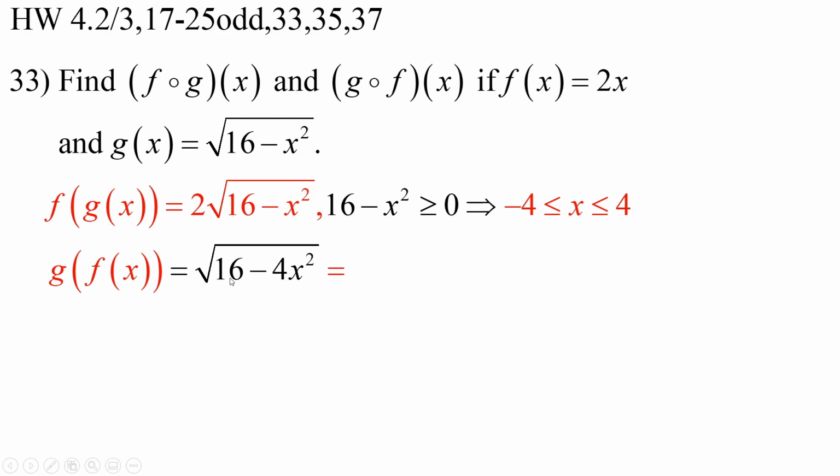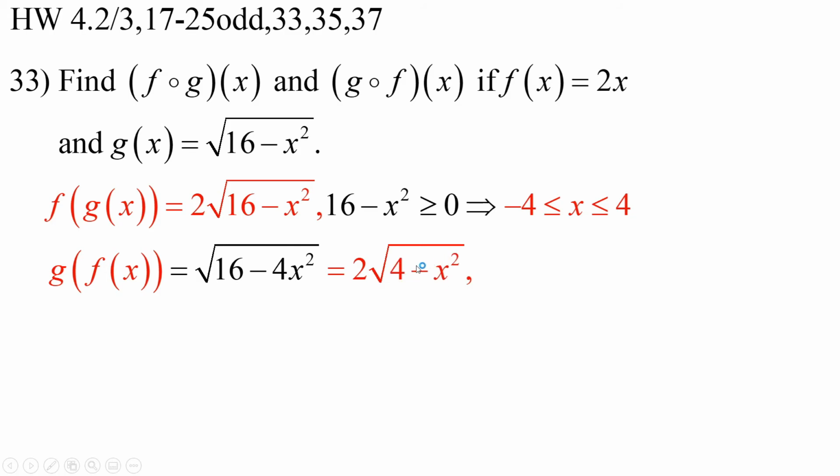There's a common factor of 4 there. So if I factored that 4 out, I could bring it outside of the radical as a 2. And then what did I have left inside here when I factored out the 4? Well, that would be 16 divided by 4 is a 4 minus 4x squared divided by 4. That'd be an x squared. So that's a 4 minus x squared.